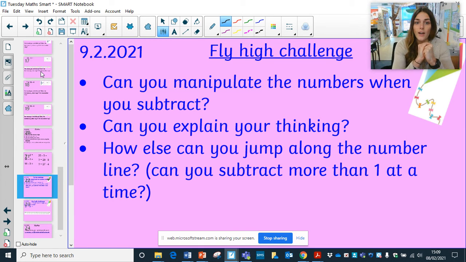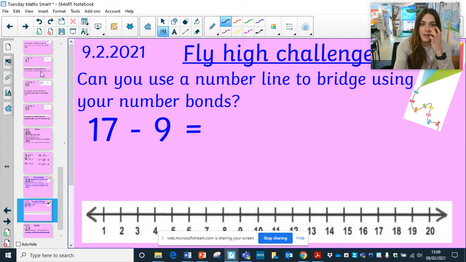So then you have your fly high. So it's thinking about, can you manipulate the numbers when you subtract? So can you move the numbers around in that number sentence? Can you explain your thinking? And how else can you jump along the number line? So can you subtract more than 1 at a time? So can you jump in 2s, taking away in 2s, or can you bridge? Okay, so that's where here, can you use a number line to bridge using your number bond? So that's that partition of this number, which we spoke about before. So with this number, can we partition that, okay, to bridge?